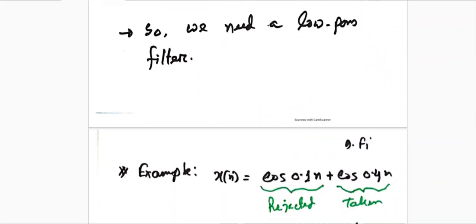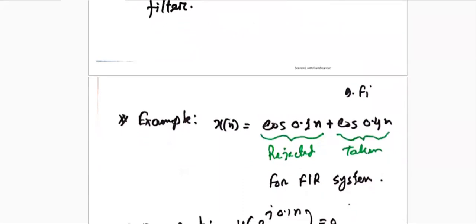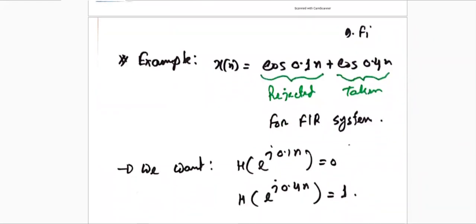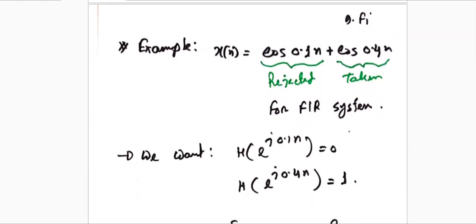Of course, that will look like a low pass filter. Okay, that is the concept. Now we are taking a specific example to understand more deeply about the problem, where we are doing just the reverse. x[n] is equal to cos 0.1n plus cos 0.4n. From the numbers, you can find that this is a lower frequency and this is a higher frequency. Now we want to keep this and reject this. So which kind of filter do we need to design? Definitely a high pass filter.